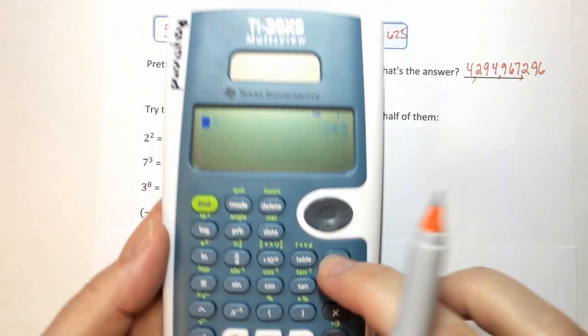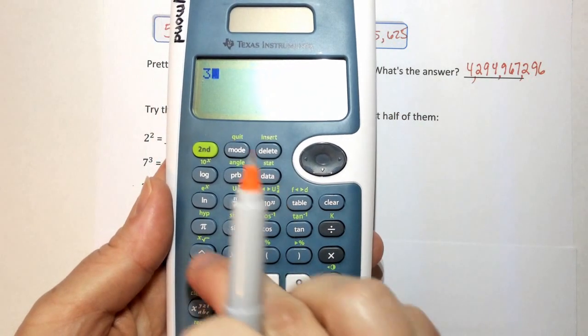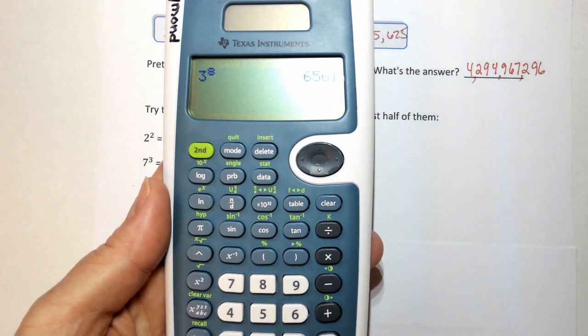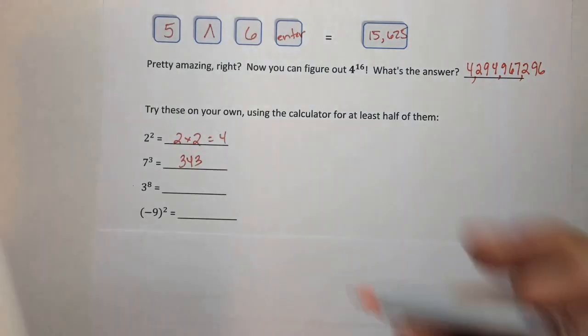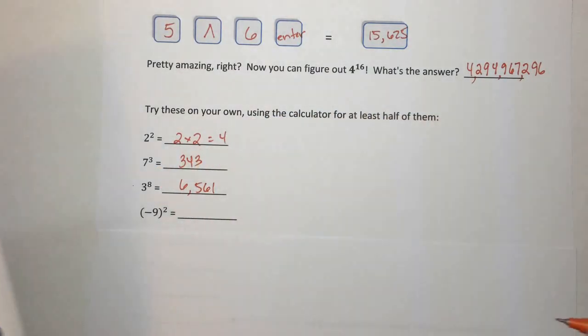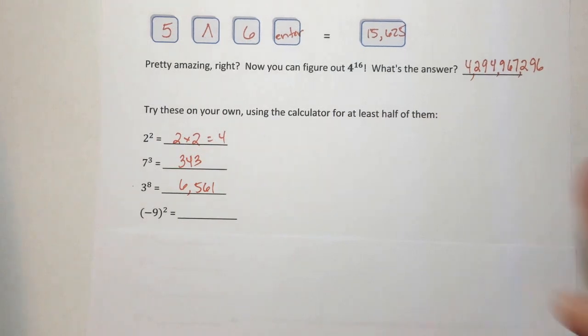So 3 to the power of 8, same thing. 3, caret button, 8, and it's small like it should be. Enter. 6,561. Now the next one is a little bit more complicated.